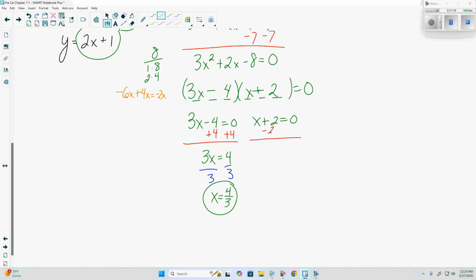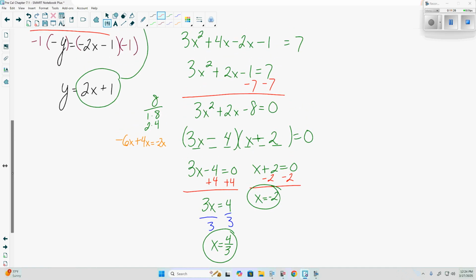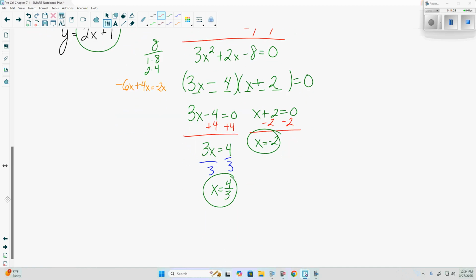On the other side, we can subtract 2 from both sides. x is equal to negative 2. Questions on how we got our two values of x?